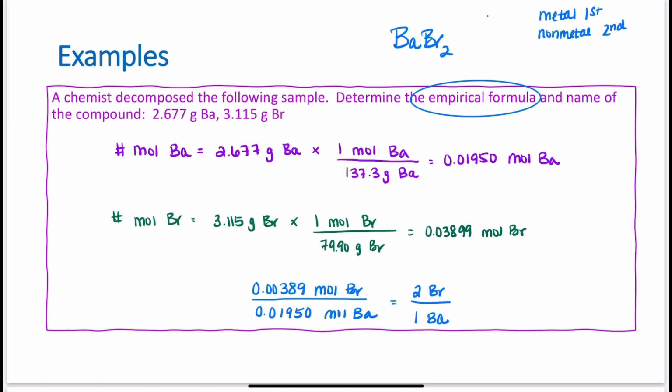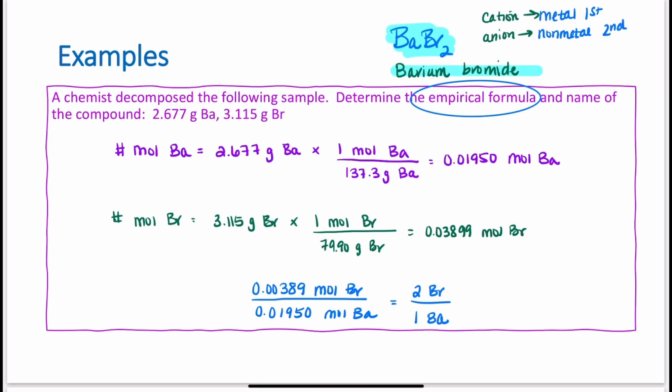You could take it a step further and say your cation first and your anion second. That way, if you have a positively charged polyatomic cation, it still lists first. Okay, your cation always goes first, your anion always lists second. But I have BaBr2, and this is called barium bromide. So my empirical formula, BaBr2, and my name, barium bromide.